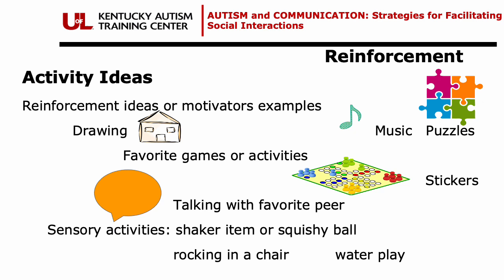One of the keys to using reinforcement is that the reinforcer must be an activity or item that the child really enjoys. For younger children, activities with music, puzzles, and art activities are examples. For older children, interactions with peers, music, drawing, and playing card or board type games with family or friends are all age-appropriate types of reinforcers to consider.